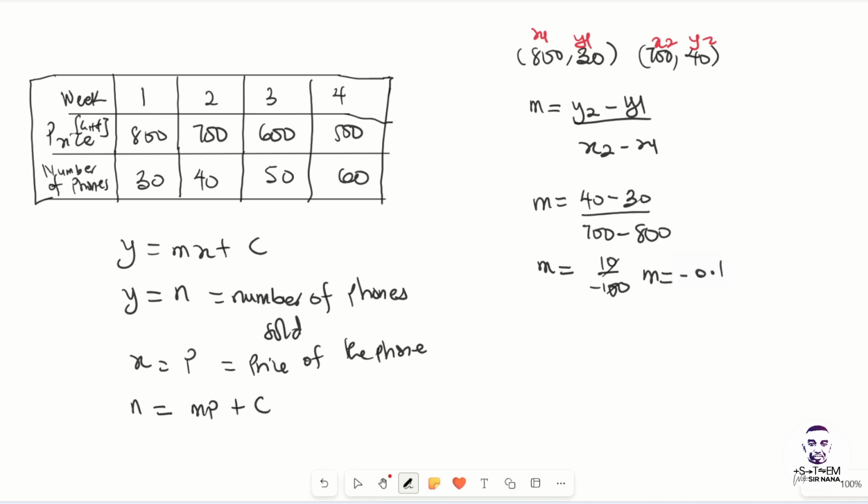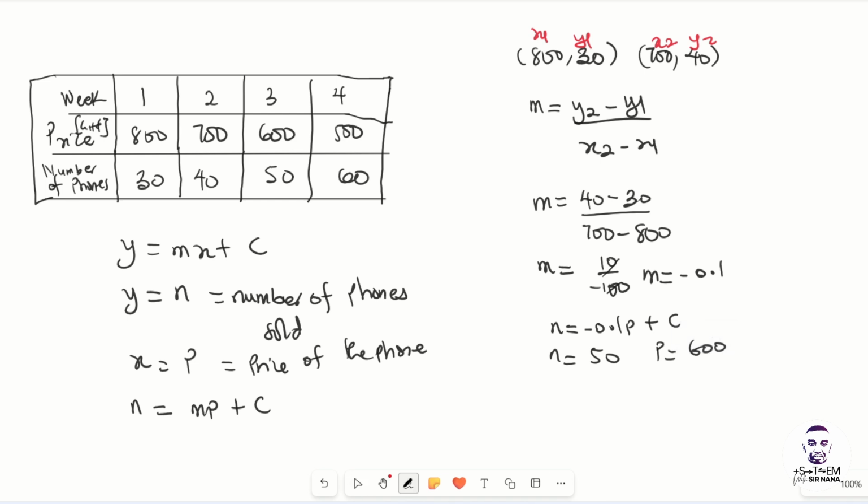So we can have n equal to negative 0.1 p plus c. Now we can pick any two values of n and p. Let's pick 650. So n is equal to 50 and p is 600. Then we substitute that into the equation to find our c.